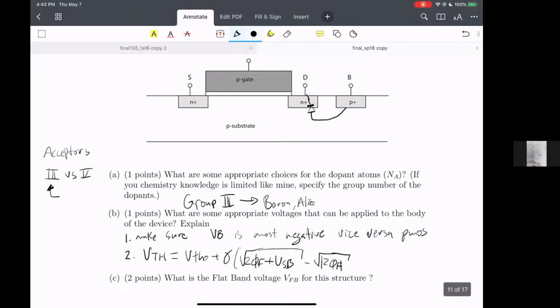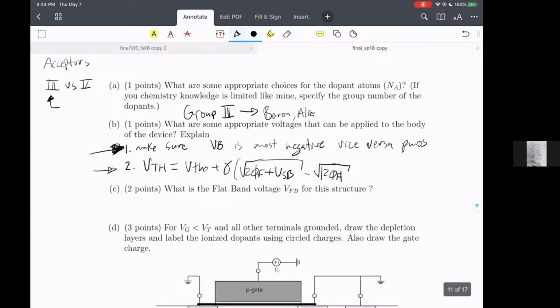I think in the question they're more concerned about making sure that your body bias is less than any other voltage so that you don't forward bias anything. And that's pretty much it. I think that's what the question was looking for. But another thing to consider when you're designing is that in the small signal regime, you don't want this body effect to affect you.